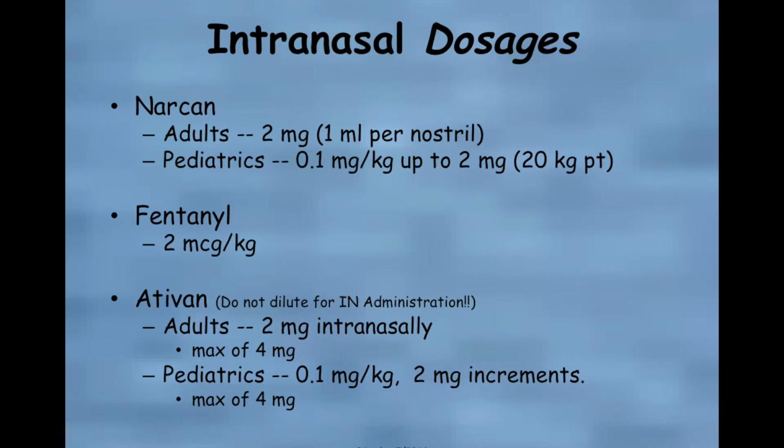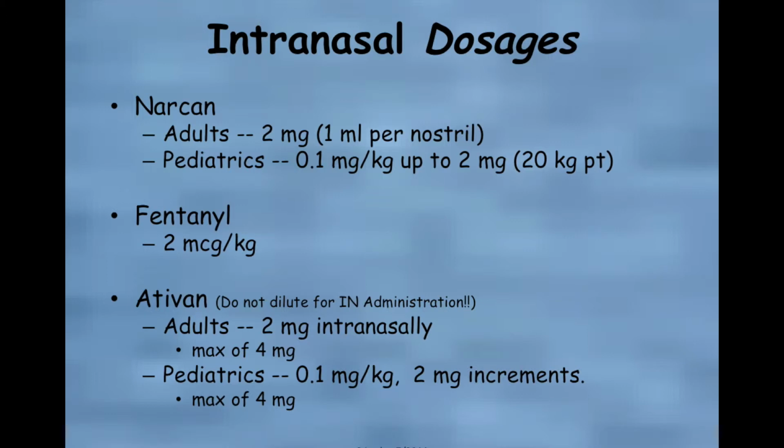So your dosages for Narcan, fentanyl, and Ativan, which are the 3 medications we will be utilizing intranasally right now. Narcan is the same as IV dosing. It's 2 milligrams, which would be 1 milliliter per nostril. In pediatrics, it's 0.1 milligrams per kg up to a dosing of 2 milligrams, which would be a 20 kg patient. After that, you're going to adult dosing.